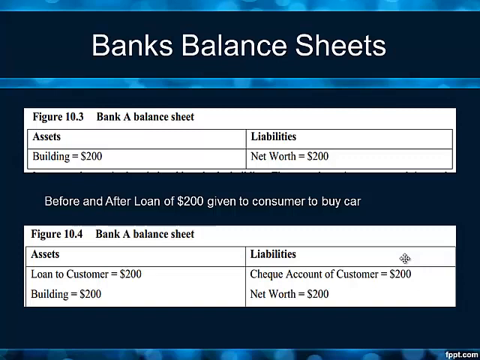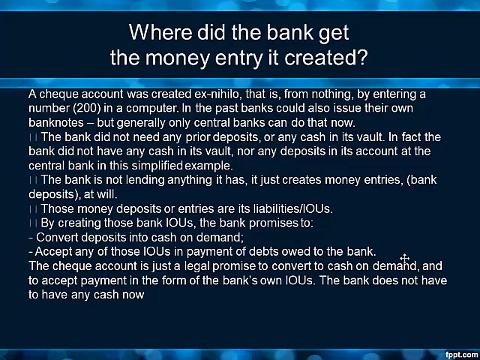But I have a liability which is the checking account. The checking account means that if anybody presents a check to me, I have to pay. So this is outgoing. And of course the building and the net worth is same as before. So now the question is, where did the bank get the money that it created? Bank didn't get the money. The check account was created ex nihilo, that means from nothing, by entering the number.